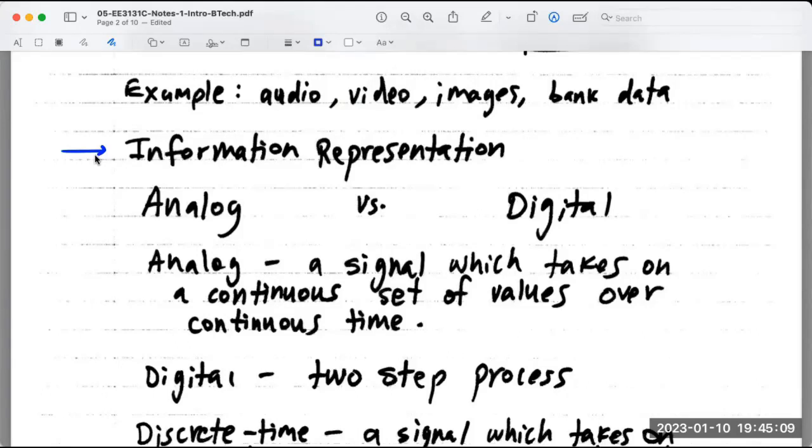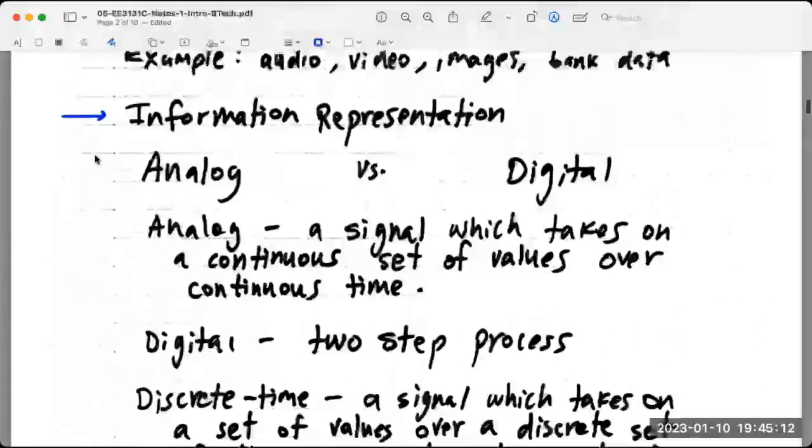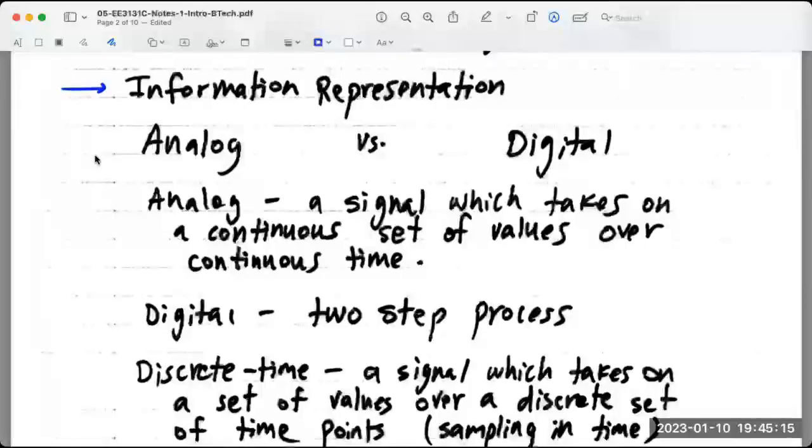A to D converters. So I want to put forth the idea that information representation is a starting point for communications. The information that you have, how are you going to represent it in the signal? Now keep in mind that analog versus digital is a little bit tricky, because you could argue our world is analog. I'll tell you what digital is in a second, but digital is actually fiction. It's in our imagination. Our world is analog.